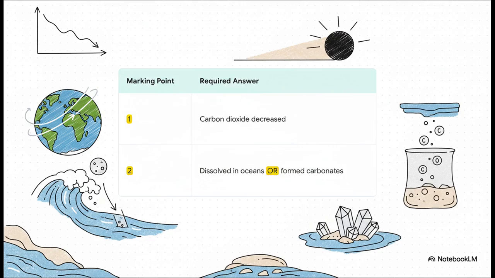So to get the marks for this one, first you state that the percentage of carbon dioxide decreased. Easy enough. For that second mark, the mark scheme is actually pretty nice. It gives you a couple of options. You can either say it's because the carbon dioxide dissolved in the oceans, which were just forming back then, or you could say it was because of the formation of carbonate precipitates and sediments. Either of those reasons works. Just pick one and you'll get the mark.